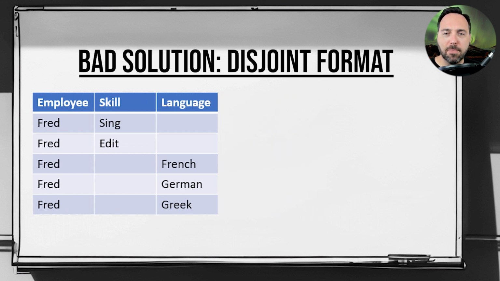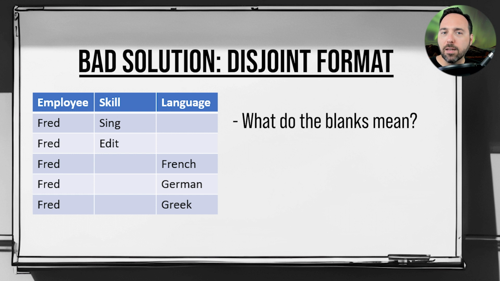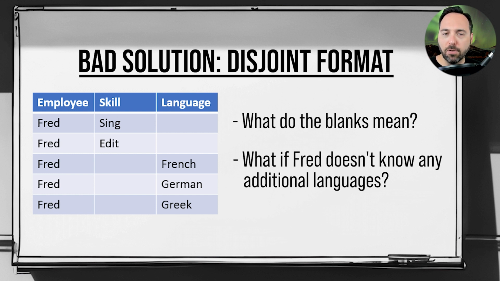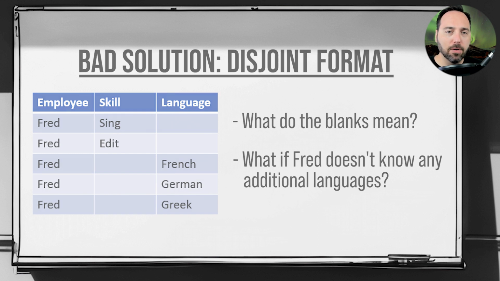The first problem is, what do those blanks mean? The second problem is, what if Fred doesn't know any languages aside from English? We could learn this from the lack of tuples containing a value for language, but then we might ask, what is the language attribute doing here?